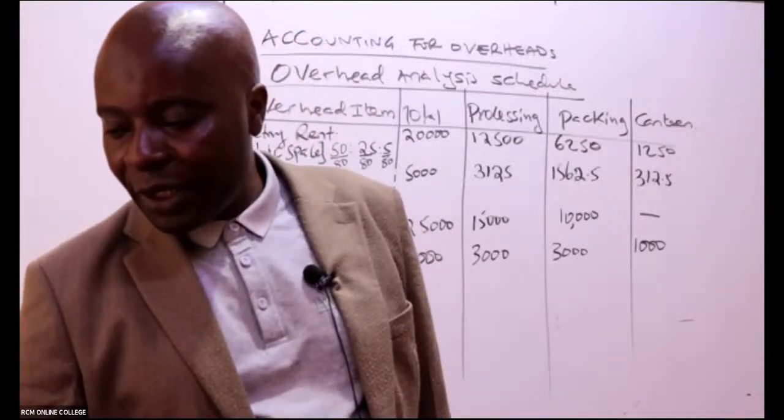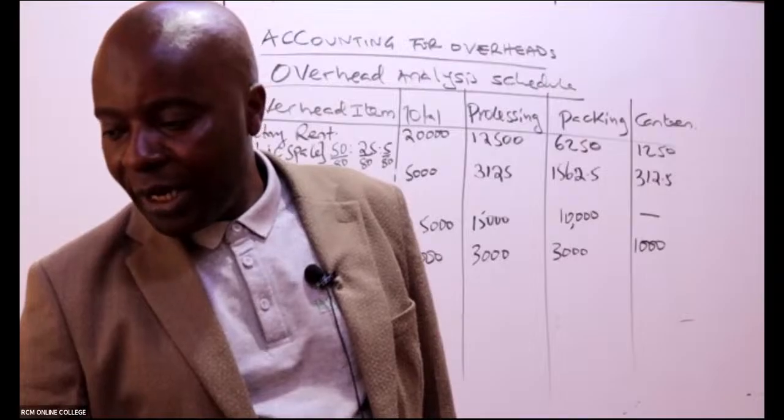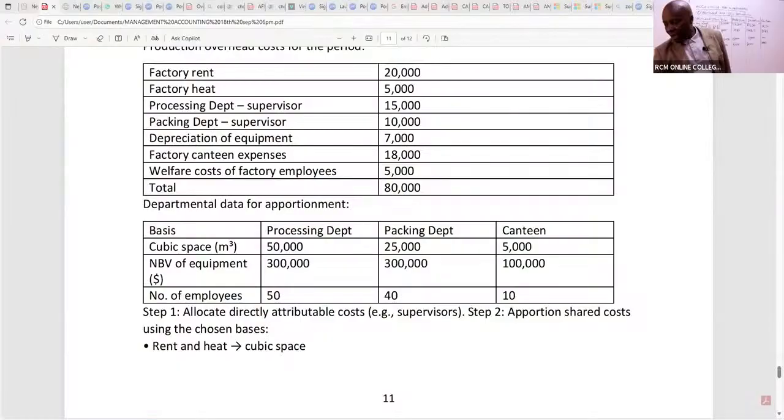From there, the next one here is known as factory canteen expenses. Somebody had already started mentioning this. This is about welfare of employees, so that when teachers are teaching, they can go to our canteen and munch up something. So this is a welfare thing. So automatically it is 18,000.